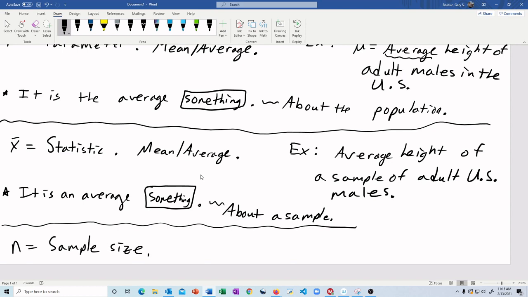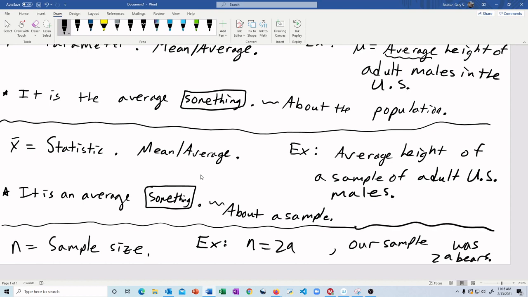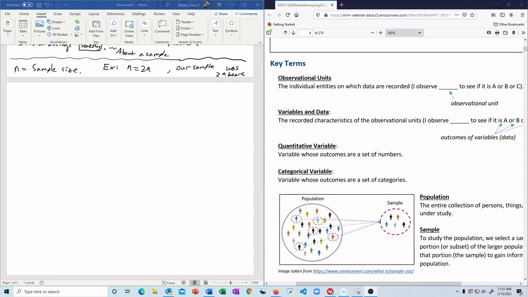All right, and pretty much everyone's been doing a really good job on this. Sample size, it's just the number of observational units is the way you can think about it. If you're dealing with people, it's the number of people you asked a question. It's the number of coin flips you did. It's the number of bears in the woods that you saw. There's not too much more to say here, but you can do an example for yourself if you want to. So in the example above with the bears, n was 29 because our sample was 29 bears. All right, so good. Make examples for yourself. Okay, so we've got the symbols down.